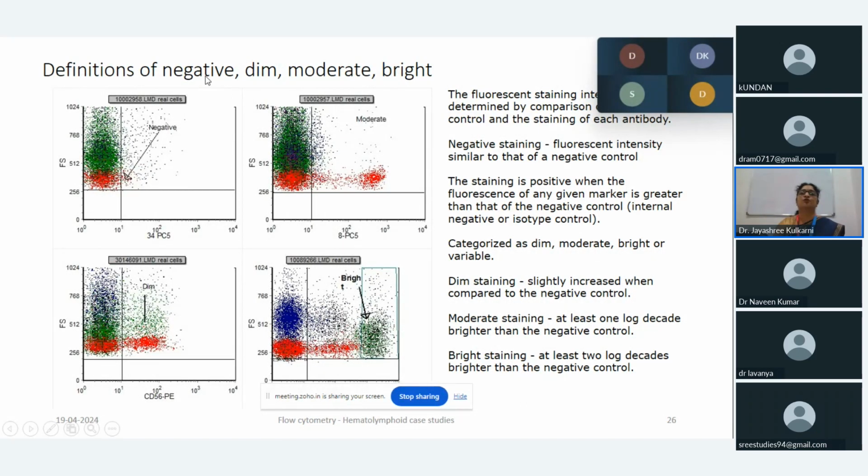These are the terminologies one should remember. So you should know what is negative, dim, moderate, or bright. Negative need not always lie in this quadrant. It all depends on what kind of control you are taking.